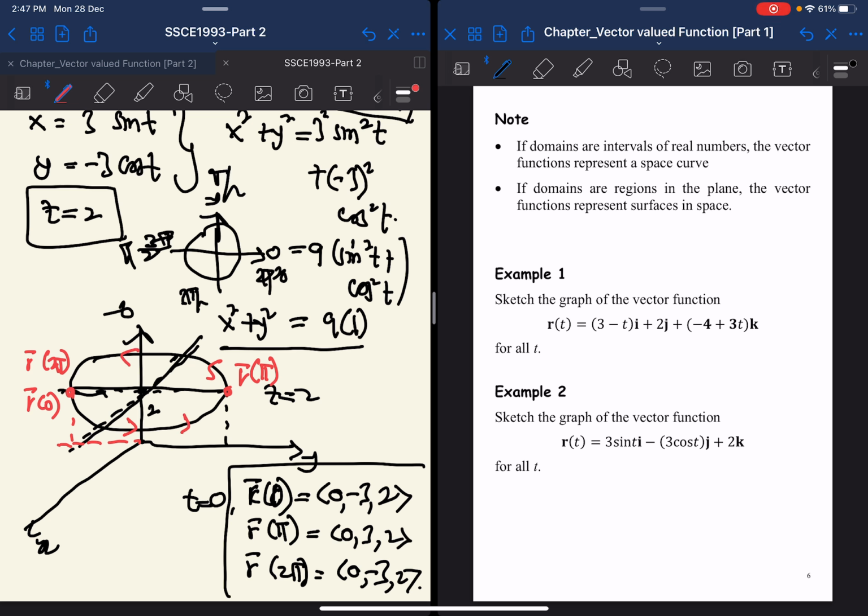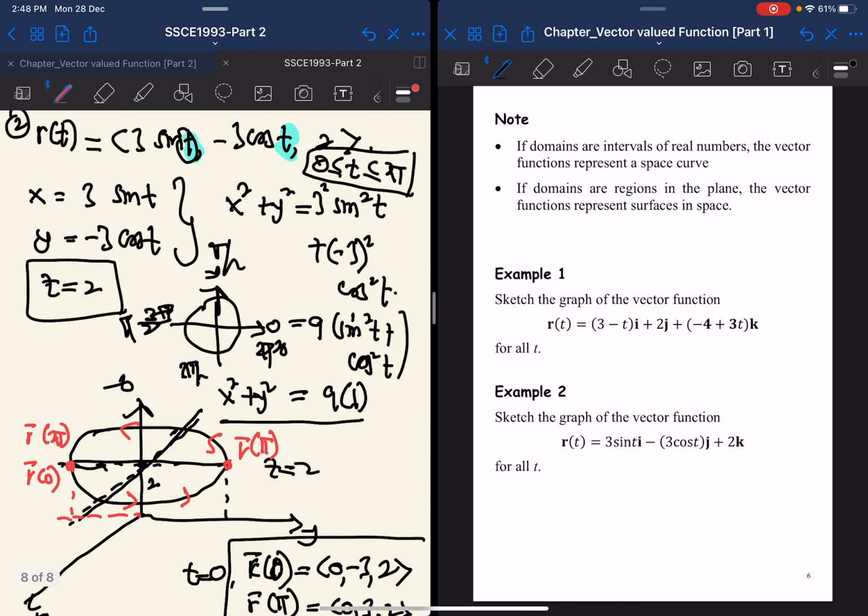So whenever you sketch the graph, make sure that you include the direction of the curve, because it's one important component in the graph of a vector function. I know it will be easy to get the graph, but then how can you identify the direction of the curve? It depends on the increasing values of t that you figure out at the beginning of the question.